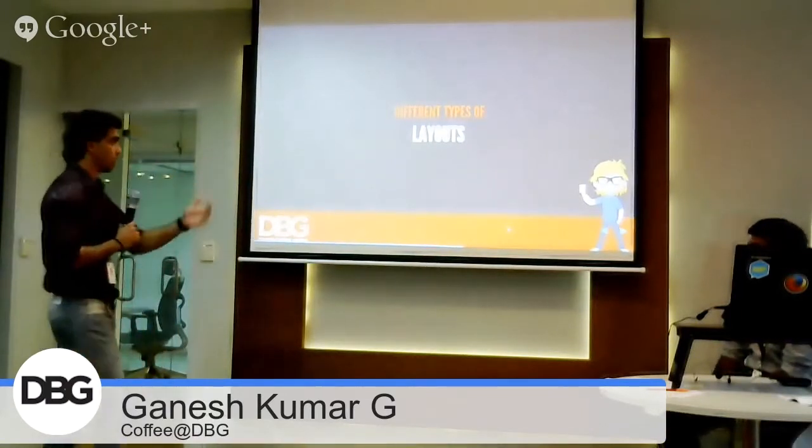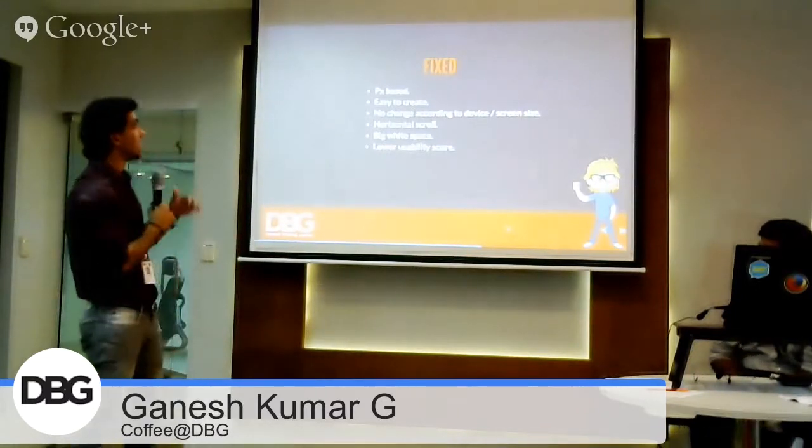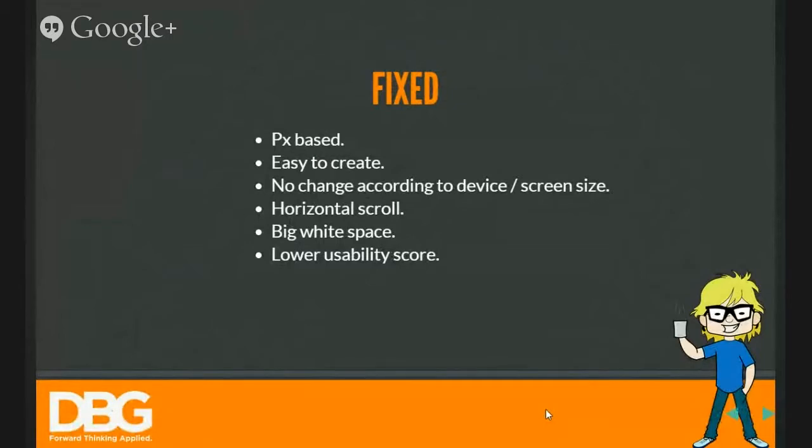Then different types of layouts. First one is fixed layout. Fixed layout is pixel based, and this was the first layout that came in web design history. It's very easy to create, and it has no change according to the screen size or devices. It's fixed in all its layout nature. Okay, and its main drawback is that in small resolution, an annoying horizontal scroll occurs. Okay, and there is big white space in large screens.